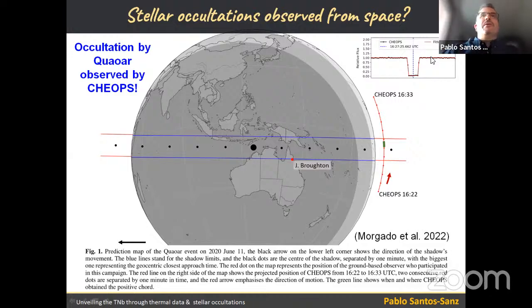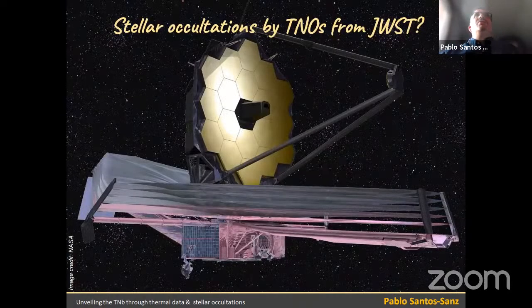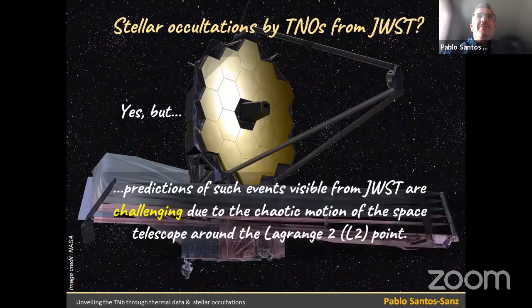Well, this is a proof of concept to try to answer if we can also detect stellar occultations from James Webb. Yes, we can, but the problem is that these predictions are really challenging due to the chaotic motion of the telescope around the Lagrange 2 point.